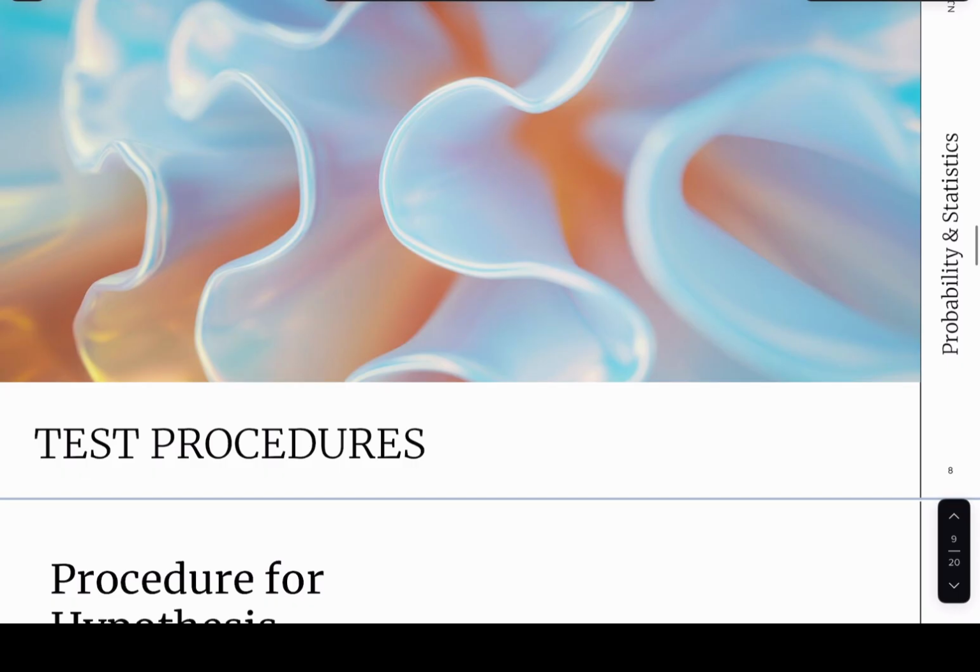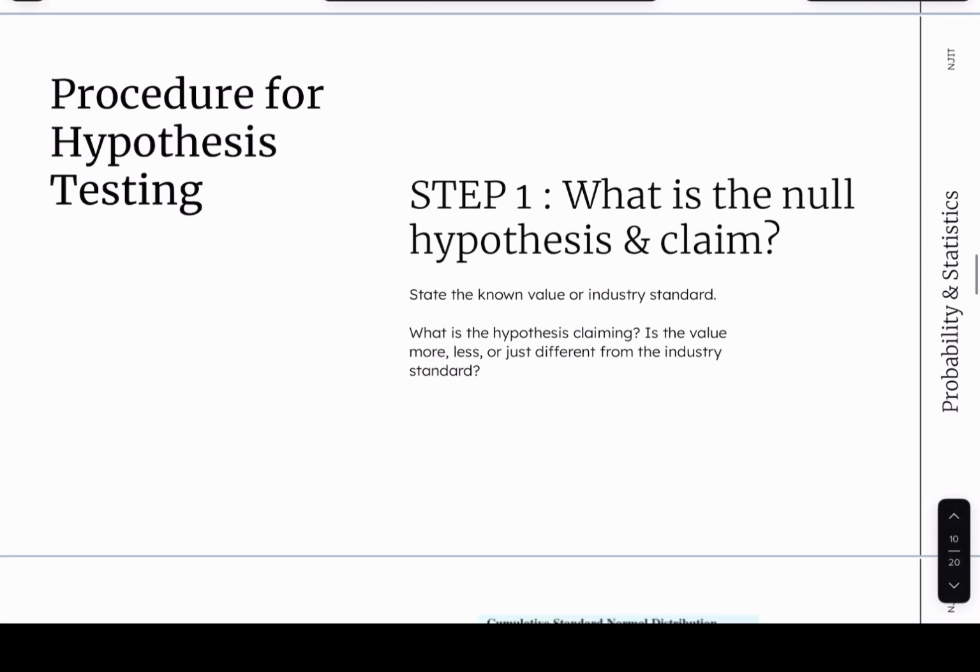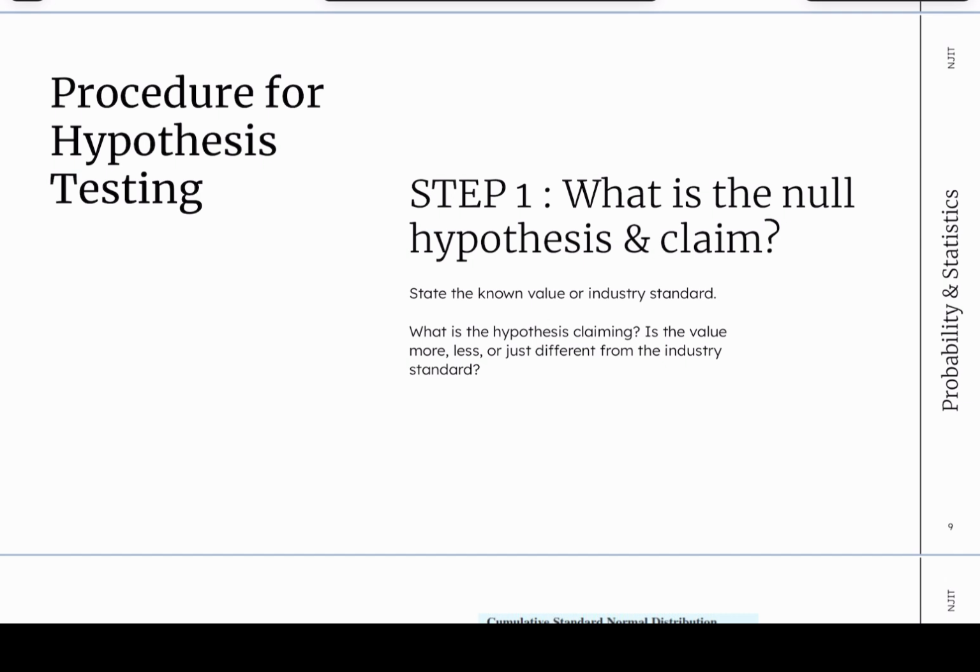Let's finally look at the test procedures. We're just going to go over it a little bit. So here's the procedure for hypothesis testing. What is the null hypothesis and claim? You basically just want to state the known value or the industry standard or whatever standard is being given in the question. Usually it will always be in the problem statement. And then see what that hypothesis is claiming. So is it saying that the value that we're trying to test for is more or less, or is it just different, an alternative from the industry standard?